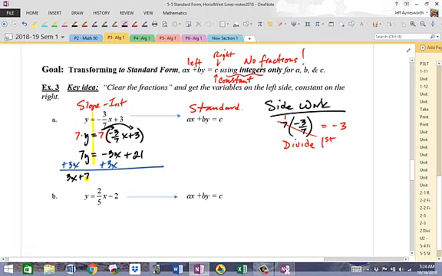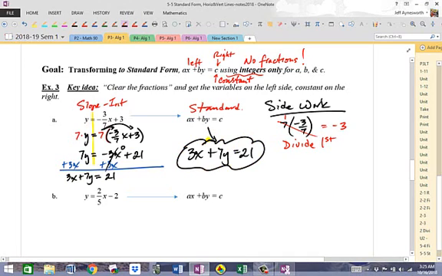All right, these cancel out because they're opposites, and you get 21. So 3x plus 7y equals 21. And notice that's standard form. I used integers for a, b, and c. And in fact, let me put these in red. So a is 3, b is 7, and c is 21.